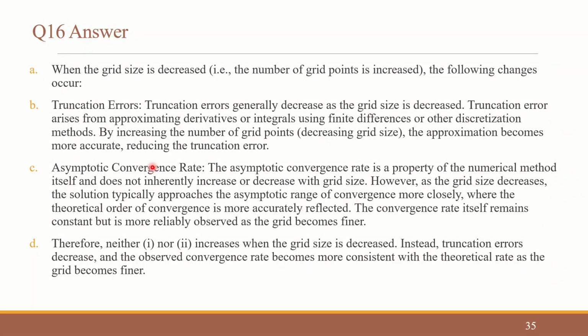Because what is asymptotic convergence rate? It is a property of the numerical method itself and does not inherently increase or decrease with the grid size. But as the grid size reduces, the solution typically approaches the asymptotic range of convergence more closely, where the theoretical order of convergence is more accurately reflected, and the convergent rate itself remains constant but is more reliably observed as the grid becomes finer. So first one and second one both are false statements.